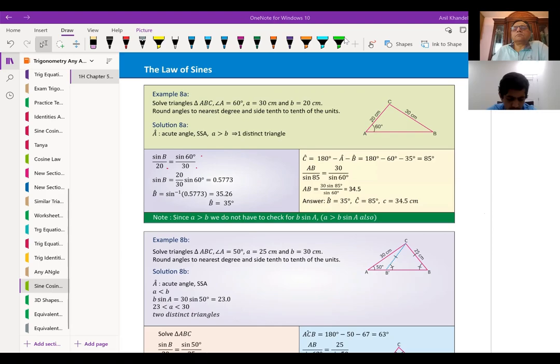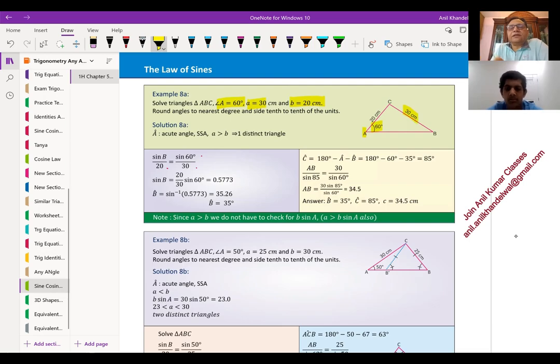Can you please read what is given on the top? Solve triangles. Triangle ABC. Angle A equals 60 degrees. Side a equals 30 centimeters and side b equals 20 centimeters. Round angles to the nearest degree and side length to the tenth of the units. Okay. So the diagram is shown for you. We are given angle A at 60 degrees. Side opposite to A, which is lowercase a, is 30 centimeters. And then 20 centimeters is the side b, which is as shown in the particular diagram. Correct? You need to solve this triangle.